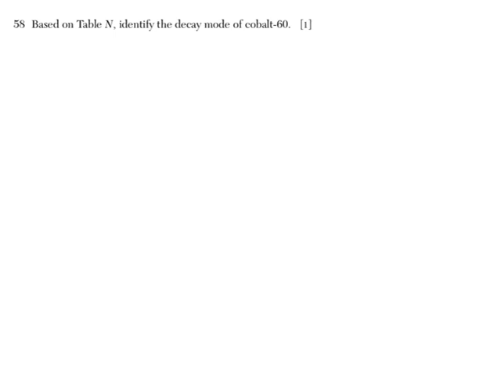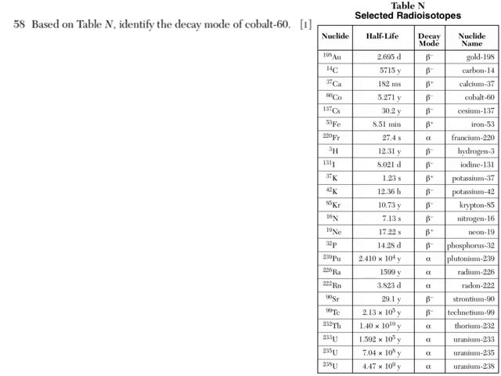Number 58 says, based on Table N, identify the decay mode of cobalt-60. So the next two questions go back to that original reading passage. They're on different slides if you want to flip back and see it. Which says, based on Table N, that is Table N right here, what is the decay mode of cobalt-60? All you have to actually do is look up cobalt-60 and find what it says the decay mode is. Decay mode is right here. So your answer is beta particle.